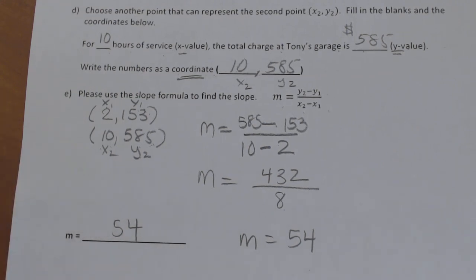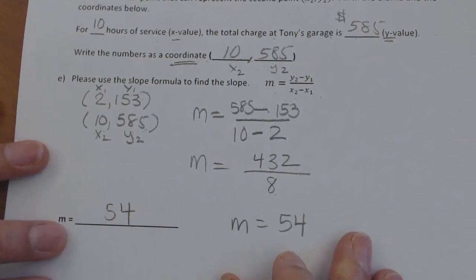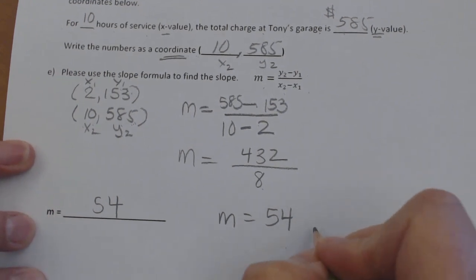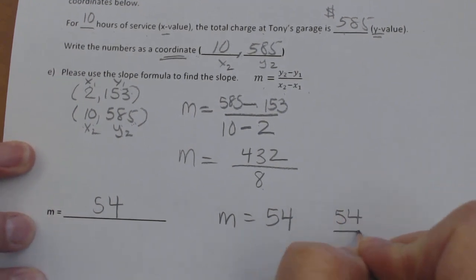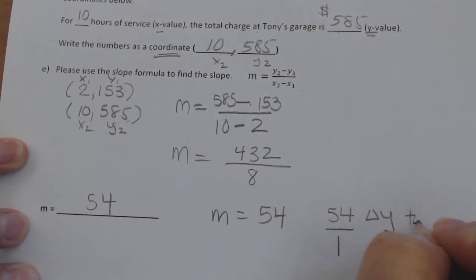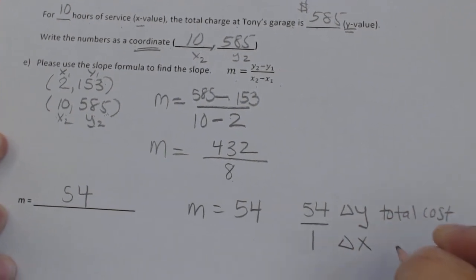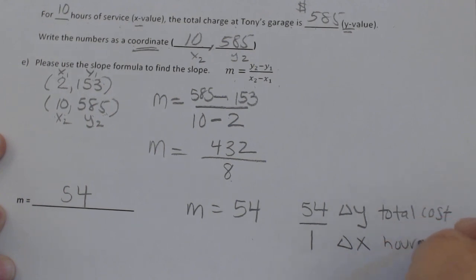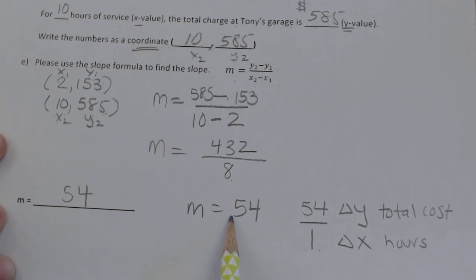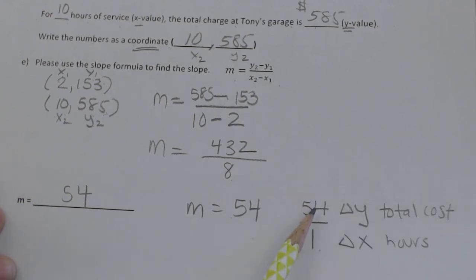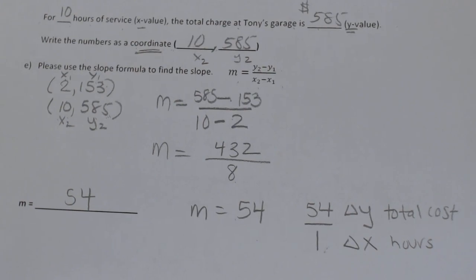Now, because I'm sure we're going to make some type of sentence next, we can represent our slope as 54 over 1. And remember, this is the change in y, which is the change in the total cost, and this is the change in x, which is the change in the hours. So it can convert to a fraction. Sometimes your slope may come out as a fraction. That's absolutely fine, because remember, it is the change in y over the change in x. So I'm just getting ready to see what comes next. So let's see what comes next.